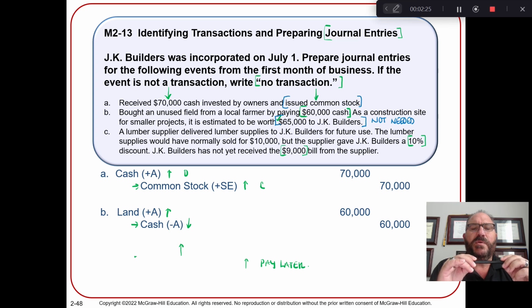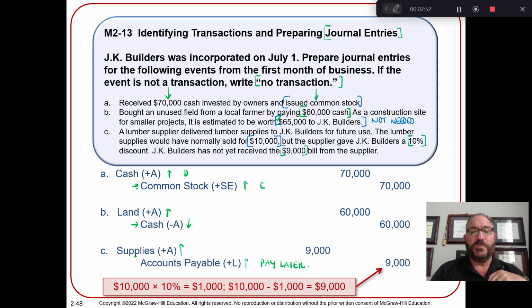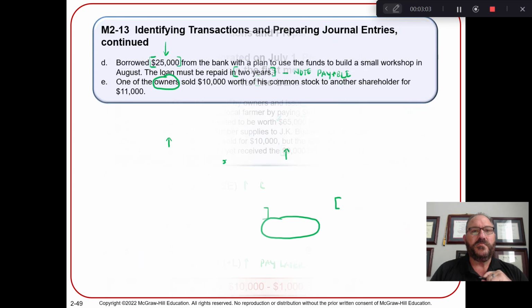Now it says a lumber supplier delivered lumber to JK Builders for future use. Lumber supplies will normally be sold for $10,000, but the supplier gave them a 10% discount. JK Builders has not yet received the bill from the supplier. So they got $9,000 worth of lumber. Normally it's $10,000, but again, not needed. We have to put down what actually happened. So notice here, supplies, $9,000, and accounts payable, $9,000. We're going to pay them later. That $10,000 may look like something, but that's not the transaction that actually happened. All right, let's continue.